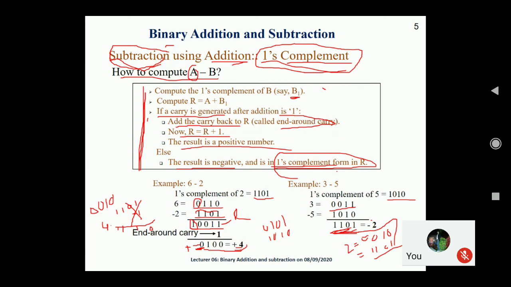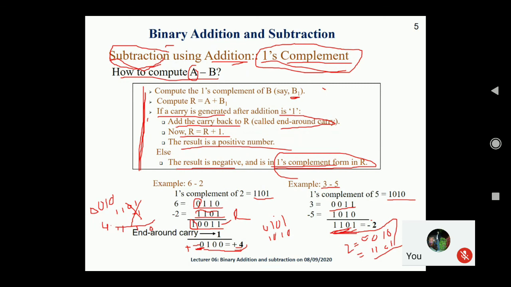See here, we are not using any subtraction operation. In these two examples, though it is 6 minus 2, or 3 minus 5, nowhere are we using any subtraction operation. All the operations we are using are only addition. That is the beauty of complement.